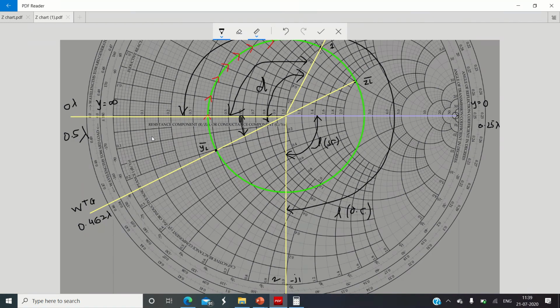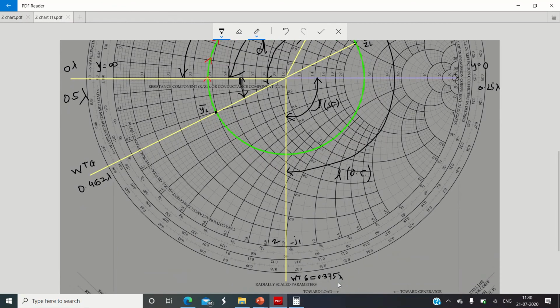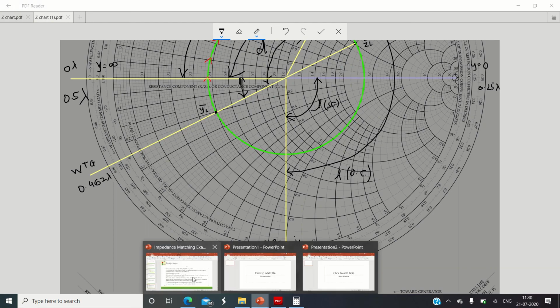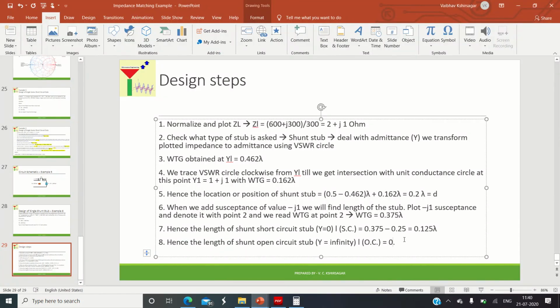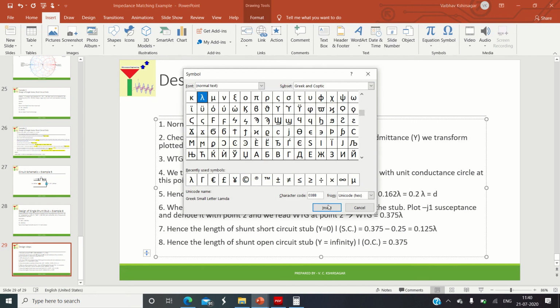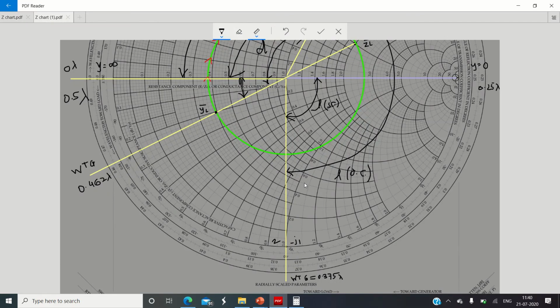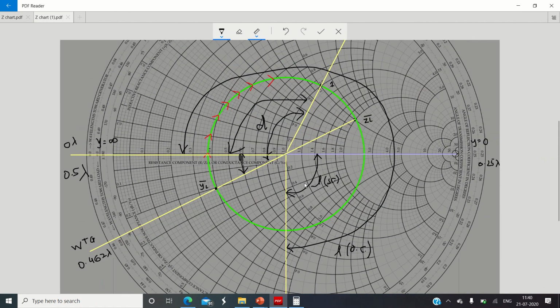Definitely when we start with this particular axis, the reading is 0 lambda, and this reading directly gives us 0.375 lambda minus 0 lambda, that is the same 0.375 lambda. So here I will write 0.375 lambda. Okay, so here we have completed the solution. We have designed the entire single parallel shunt stub in both configurations. We saw how to design the open circuit and short circuit configurations in the same Smith chart.